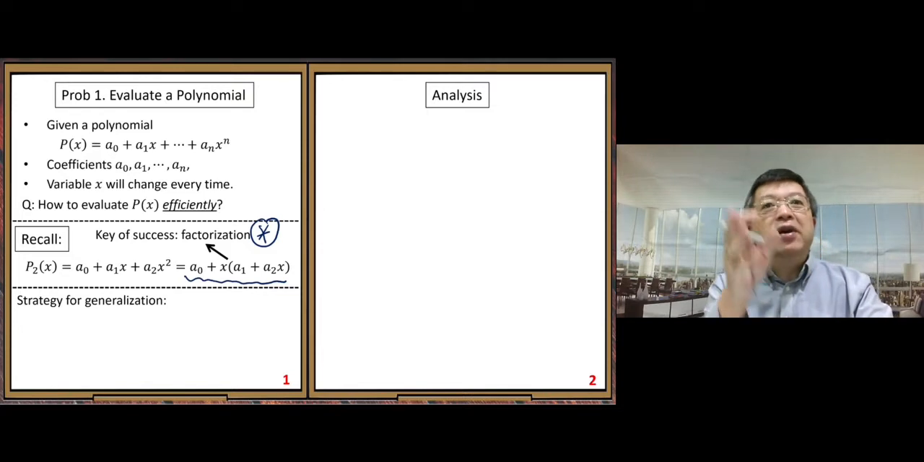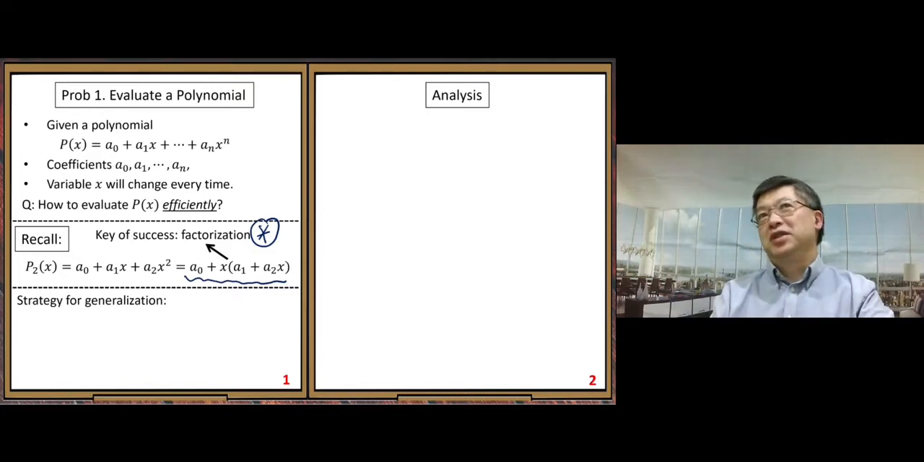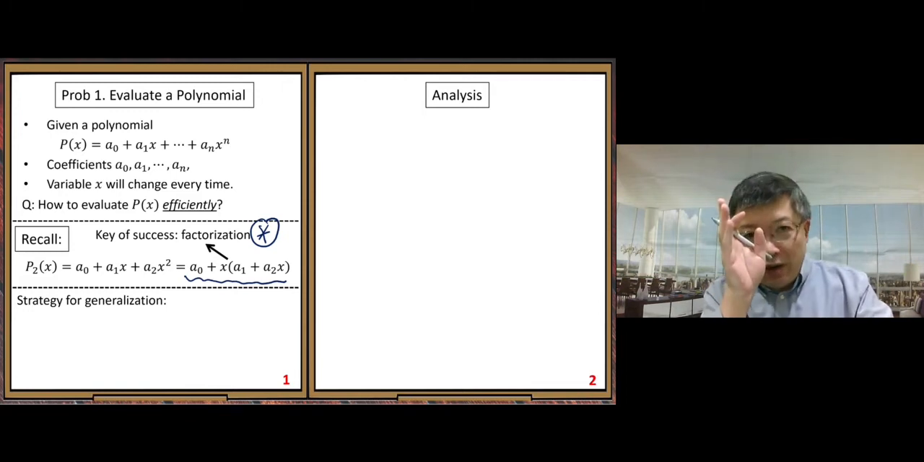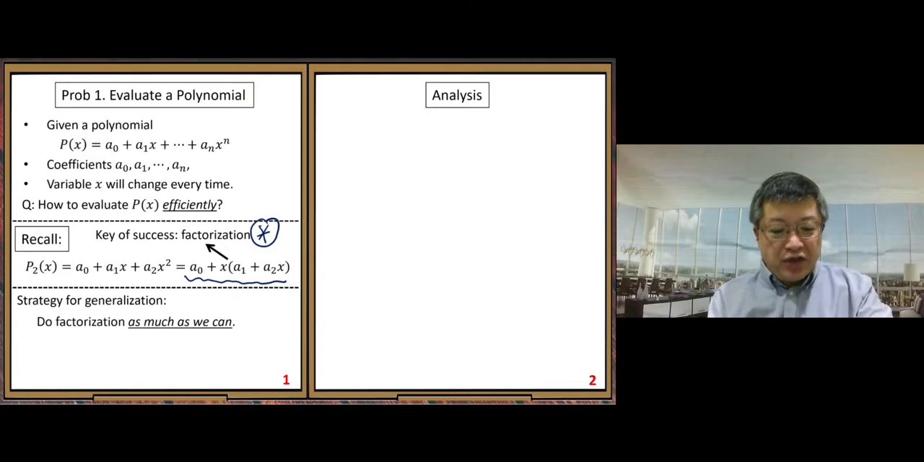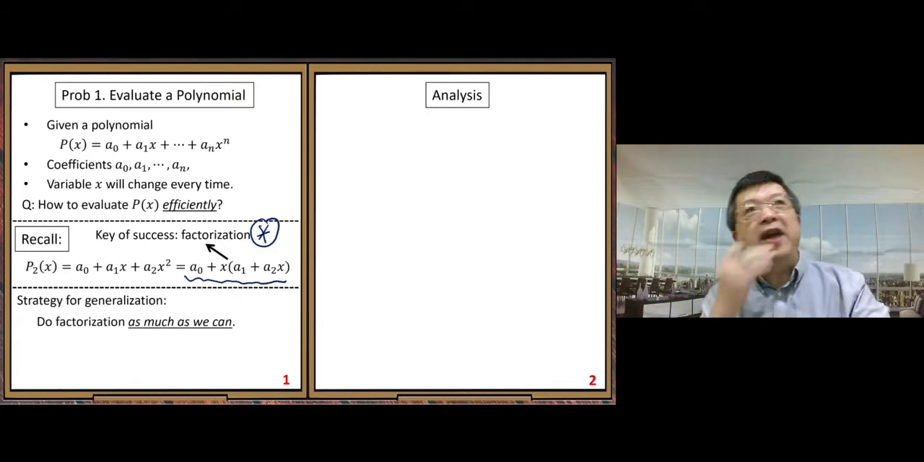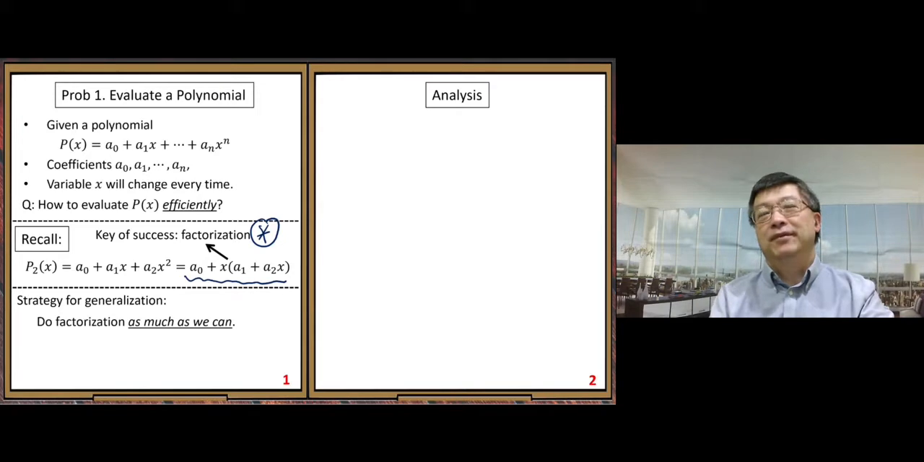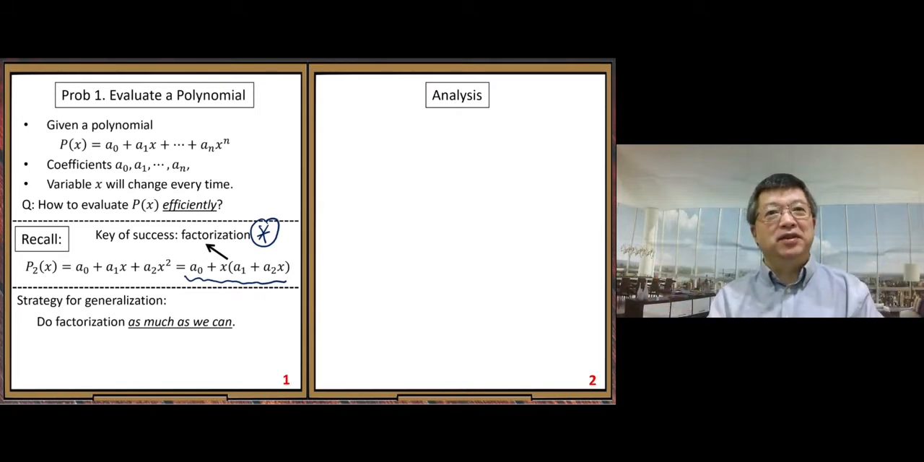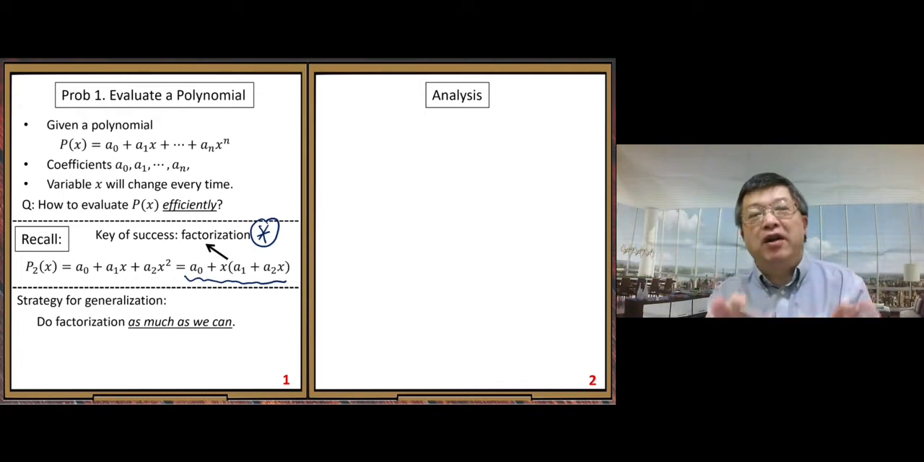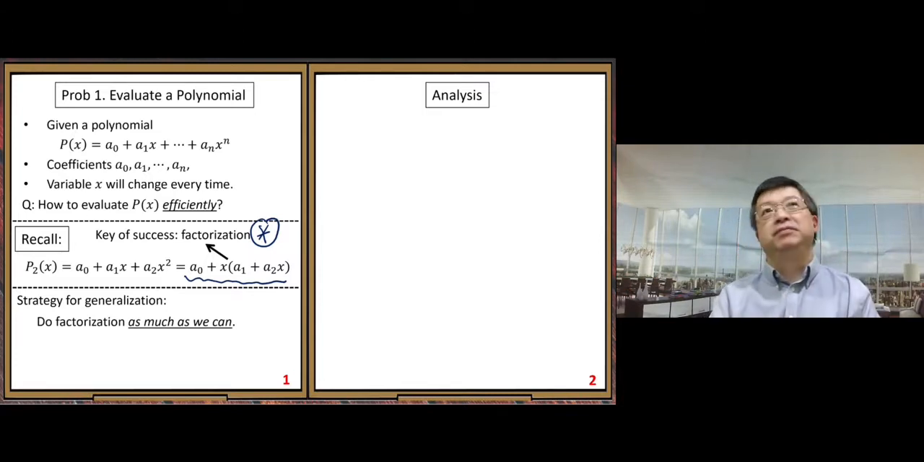Strategy for generalization: do factorization as much as we can. That simple strategy, as much as we can. I emphasize this part, as much as we can. It's pretty vague here, but you get some idea. So what do we mean, as much as we can?